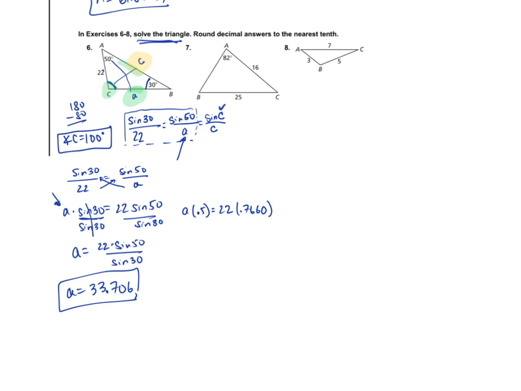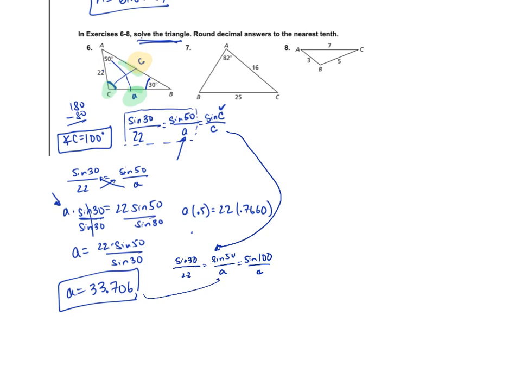Well, what do I need to set it up? I already have it. I've got this whole thing. I'm just going to rewrite this whole thing down here. I've got the sine of 30 over 22 equals the sine of 50 over a equals the sine of c, which I know is 100 because I solved for angle c over little c. In fact, I can even put the little a in there because I know what that is.